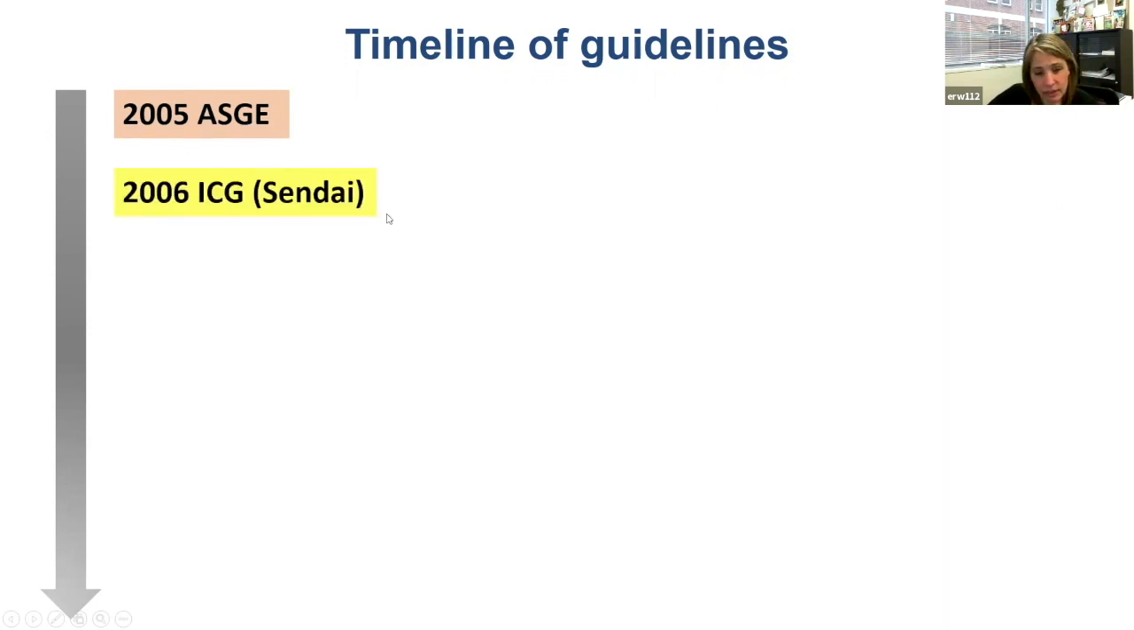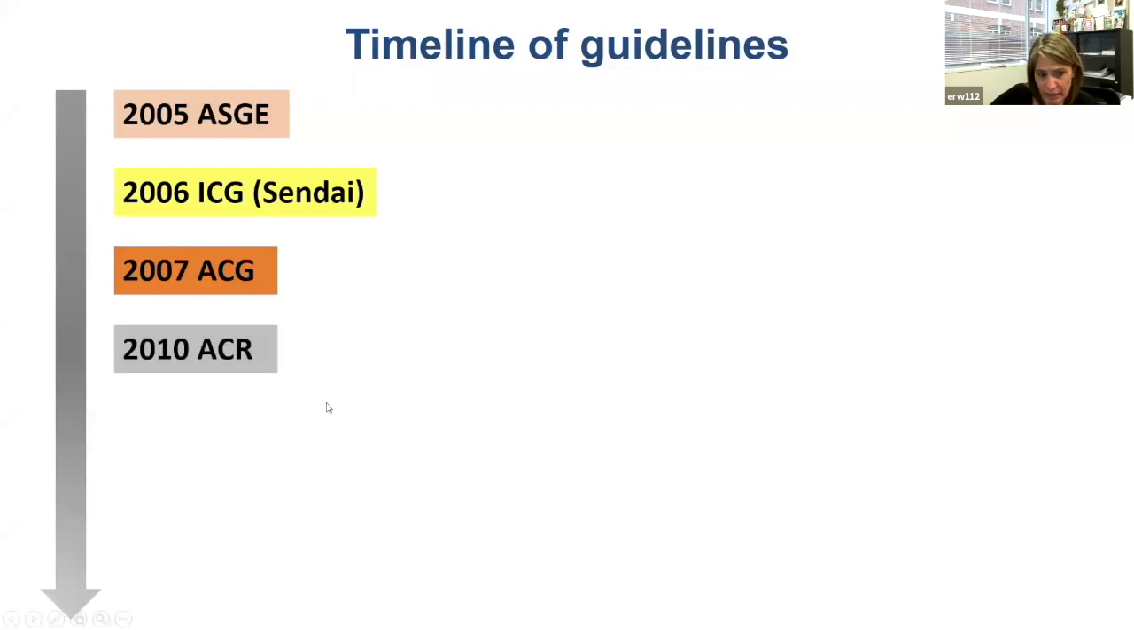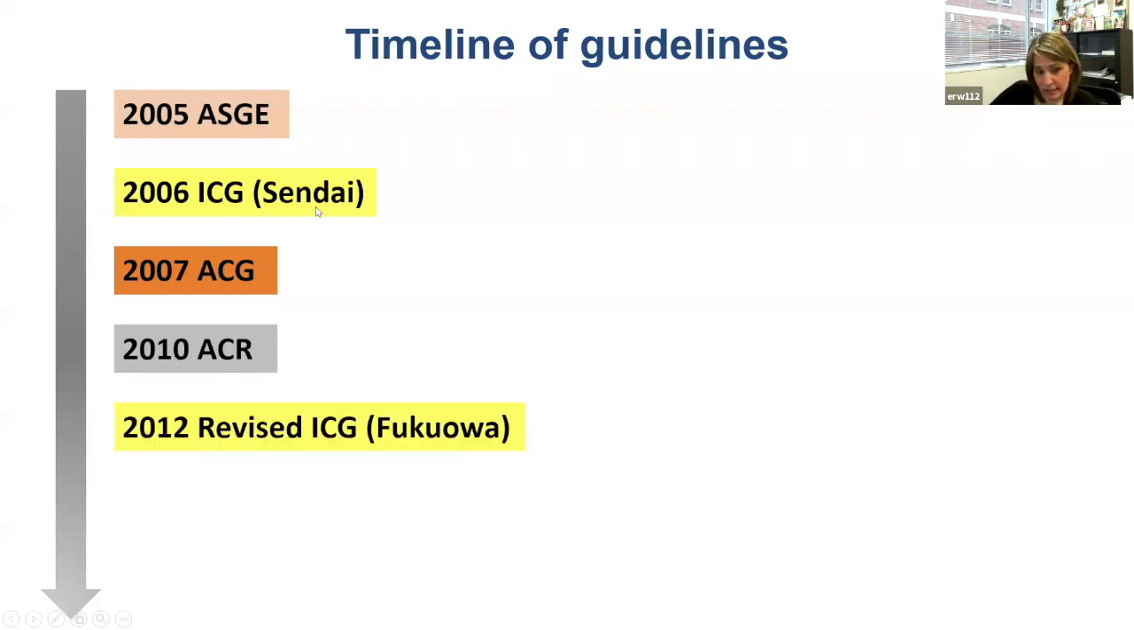And then the first international consensus guideline, really known as the Sendai guidelines, was published in 2006, the following year. Then another GI group, the ACG, put something out in 2007. And then the radiology group, the ACR, in 2010. And then 6 years after the Sendai guidelines, the revised international consensus guidelines were published, known as the Fukuoka guidelines, or some people called this the Sendai 2 guidelines.